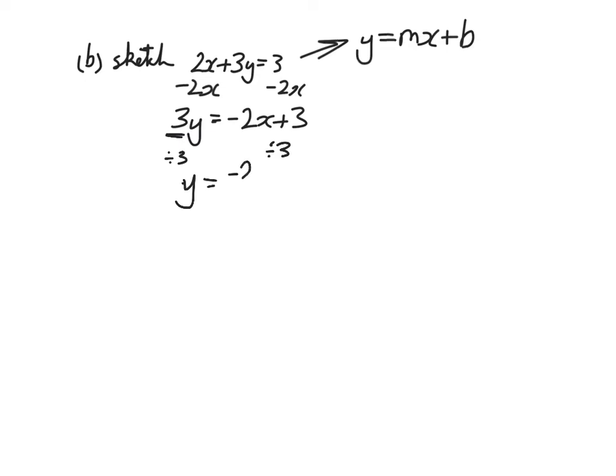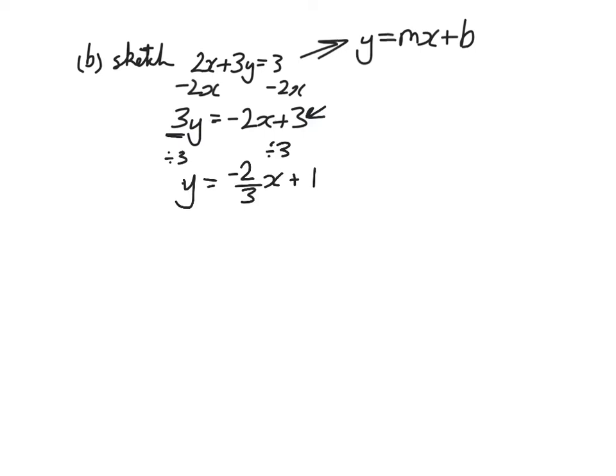Minus 2 on 3, because we had to divide it by 3, x. And then I've got this 3 here that I'm going to divide by 3, and I end up with plus 1. So I've divided both bits over that side by 3. Now, where do I go from here? I find my y-intercept and I find my gradient. So let's give this a go.